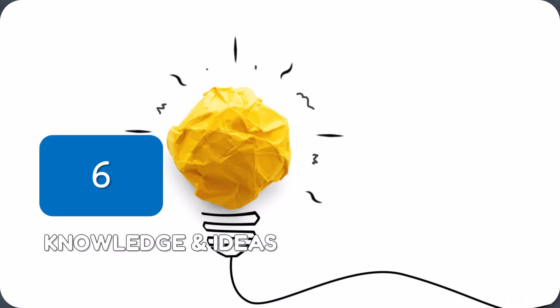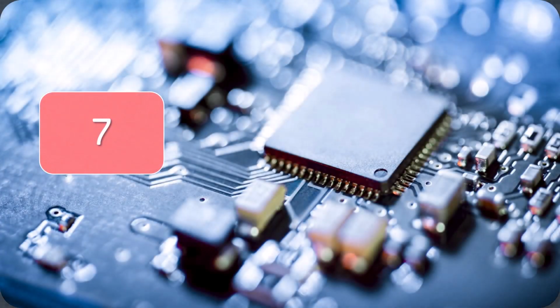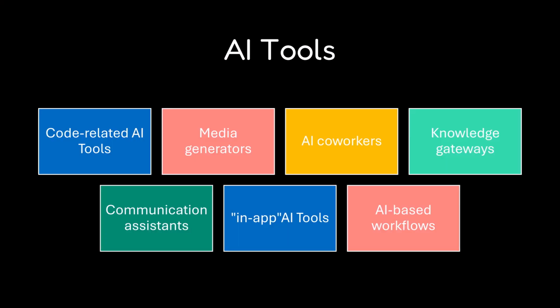We are ready to move on to the 7th bucket, which is AI tools. Fantastic. All right, so in this bucket, I have 7 main elements that I want to touch on. AI tools. What do you have inside?